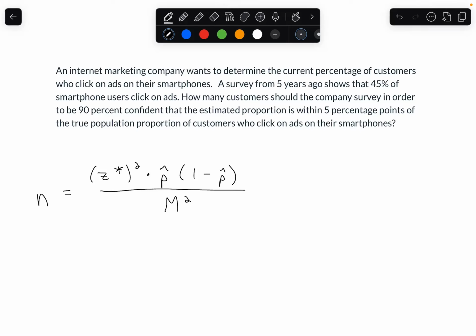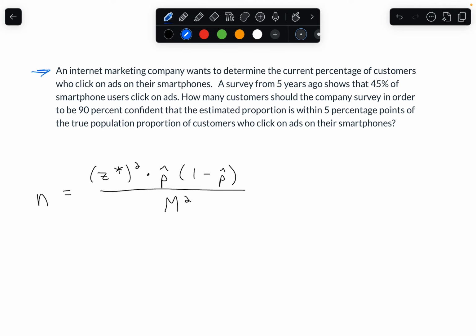We're going to practice utilizing the formula that we derived in the last video, where we're going to calculate the minimum sample size required in order to achieve a certain margin of error. So in this problem, we've got an internet marketing company that wants to determine the current percentage of customers who click on ads in their smartphones.